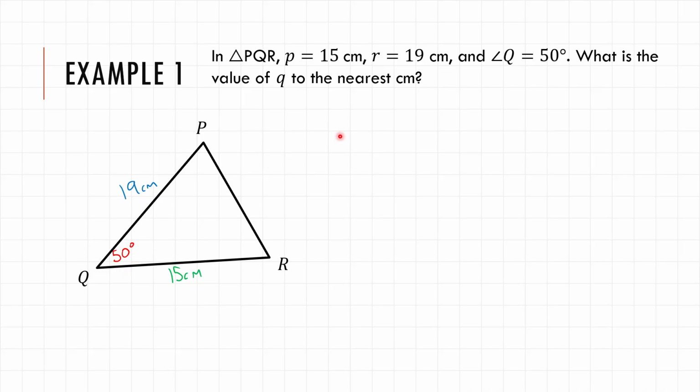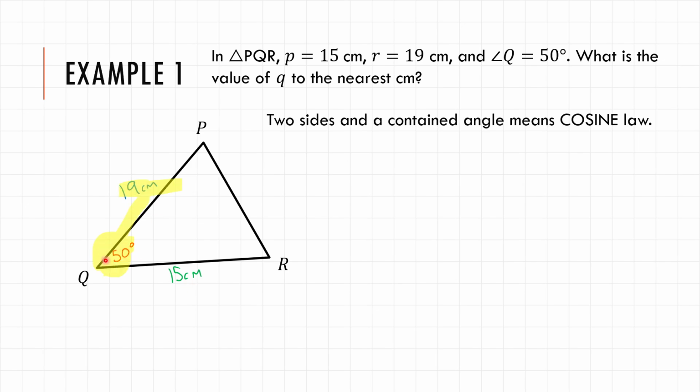Now, in this case, if I want to find out the length of side Q, I have two sides and the angle that is contained in between them. That tells me that cosine law is the right one to use. That will help me find the value of Q. So this is the cosine law. And if I'm changing these around, this is the side length that is unknown. That'll be Q. That means that this has to be P and this has to be R.